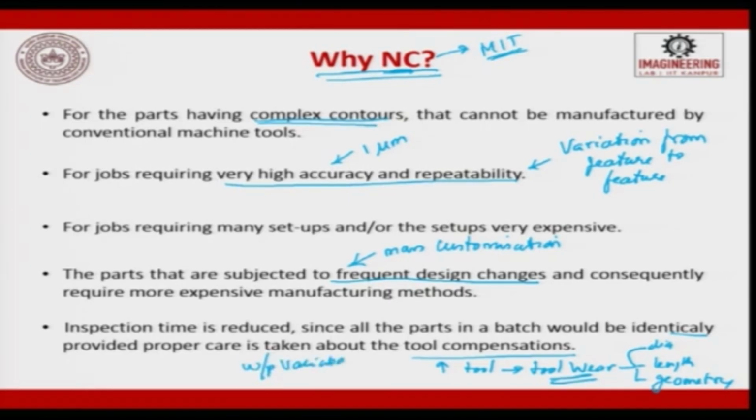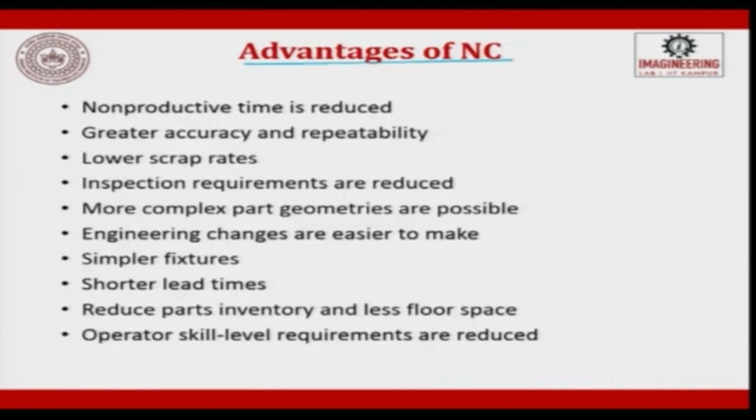For example, workpiece variation in terms of dimensions, in terms of hardness. We increase or decrease the speed such that we get the output. So, everywhere we use an NC machine. What are the advantages of an NC machine?